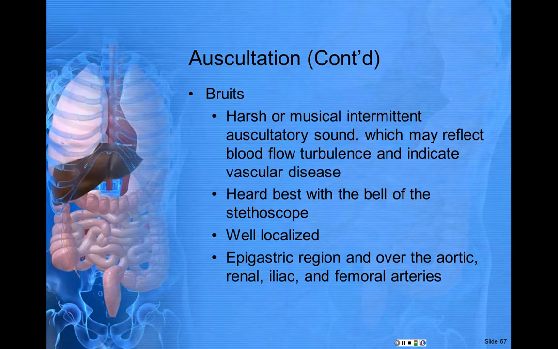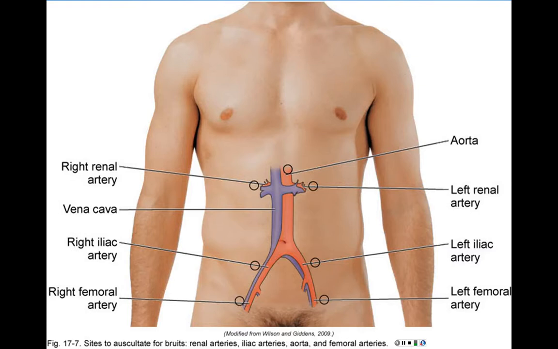Bruits are well localized, and we want to listen over the particular areas where we can hear the vascular sounds: in the epigastric region and over the aortic area for the aortic bruit, over the renal arteries, and the iliac and femoral arteries for bruits.